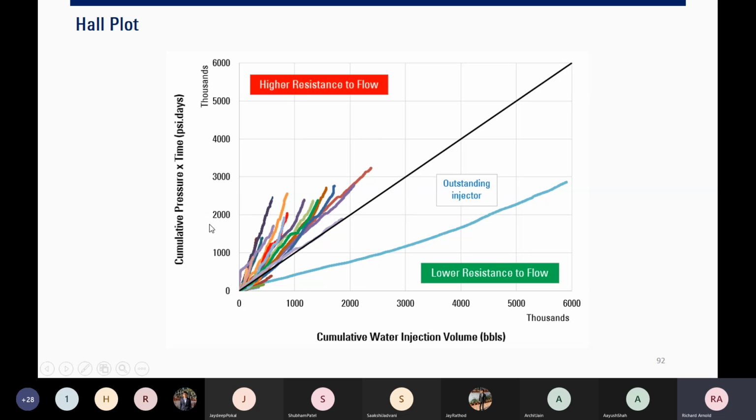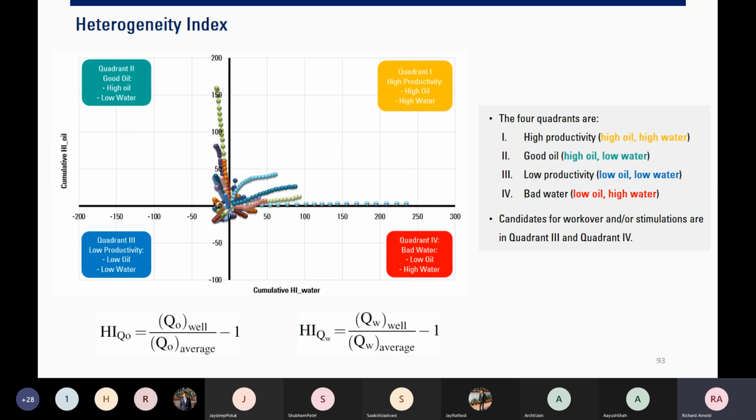All right. So this is an analytical tool to tell us which injectors are the best and which injectors are poor. Also, you can construct a heterogeneity index plot. All right, it is a quadrant analysis. There are 4 quadrants. You plot the heterogeneity index for each well, and you can know which well will be in quadrant 1, which means higher productivity, high oil, high water.